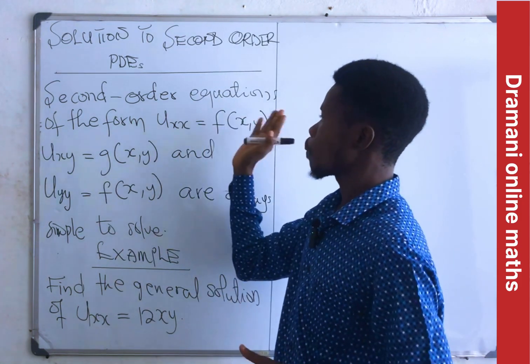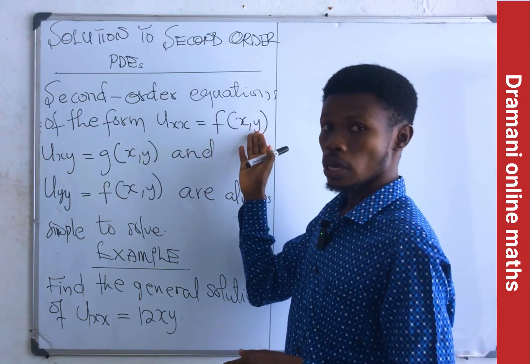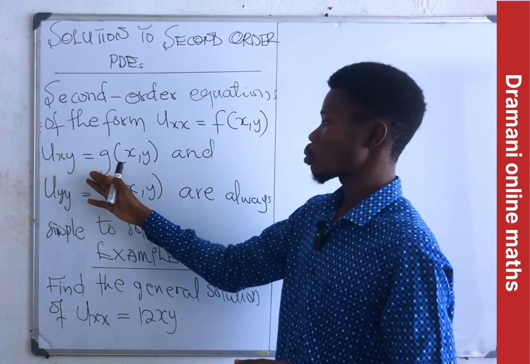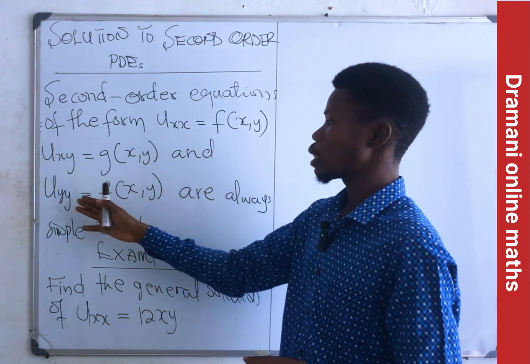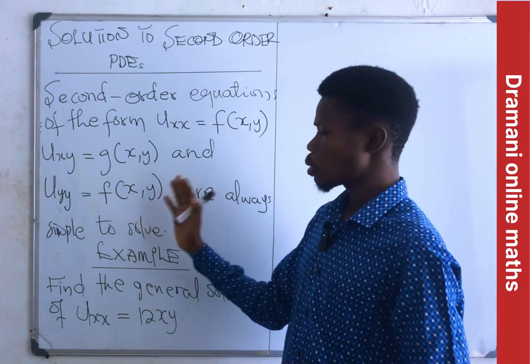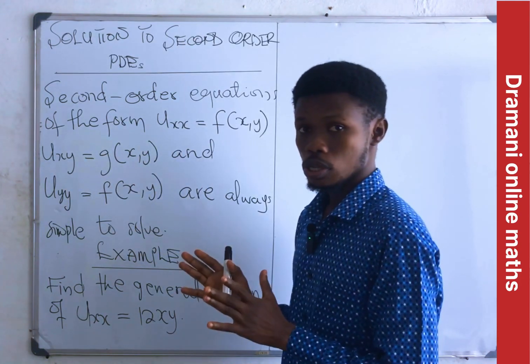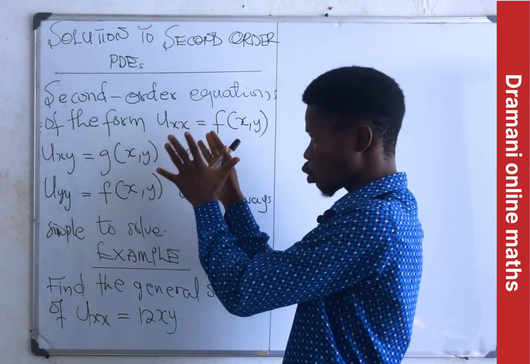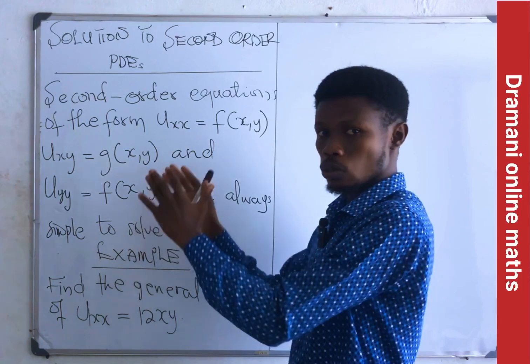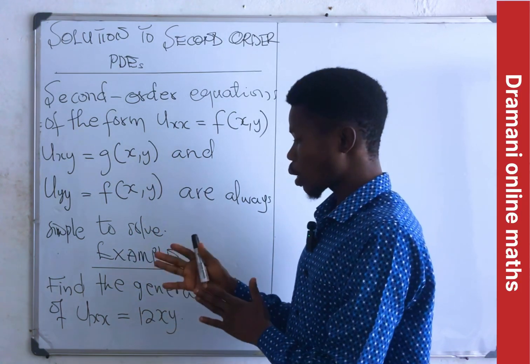That's the second order equations of the form uxx equals f at xy, and uxy equals j at xy, and uyy equals f at xy, which are always simple to solve. So you're going to consider equations in the form like this. You solve them before you move ahead to the next ones. Is that okay? So let's look at how we can solve it.